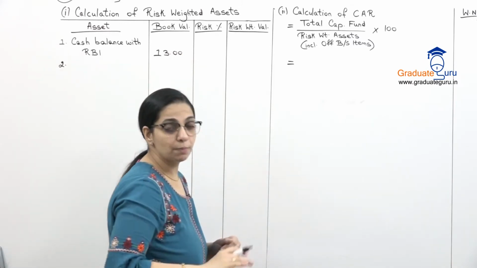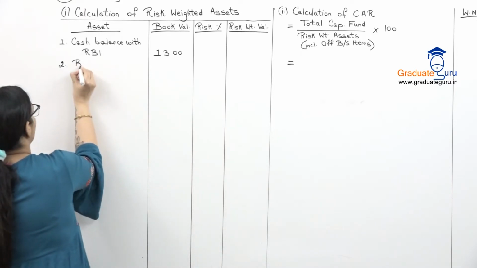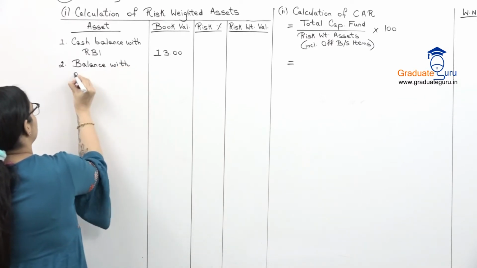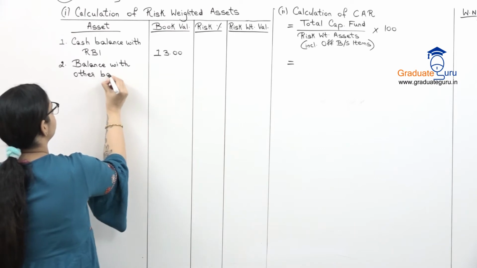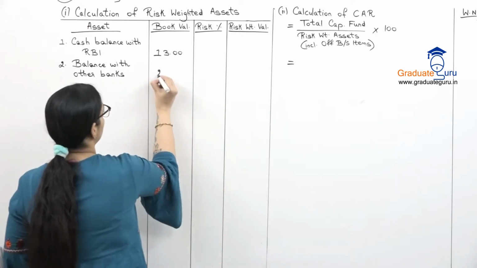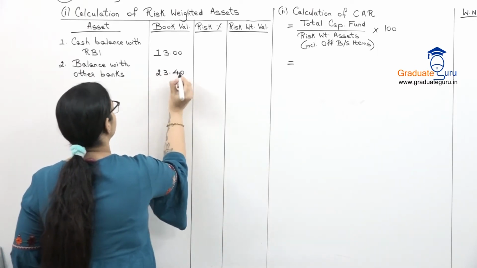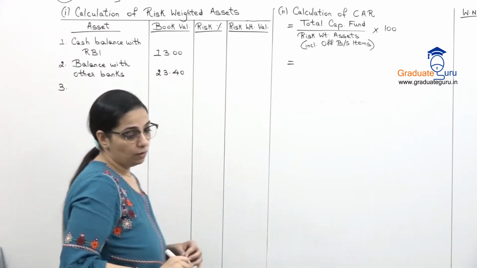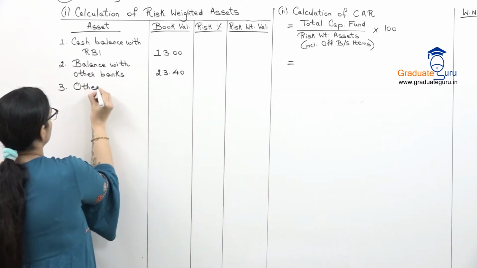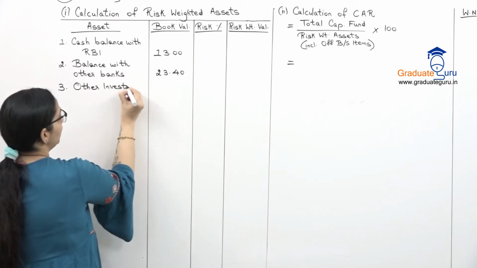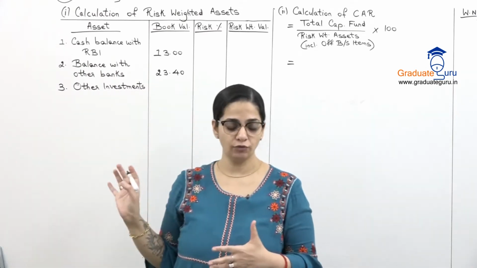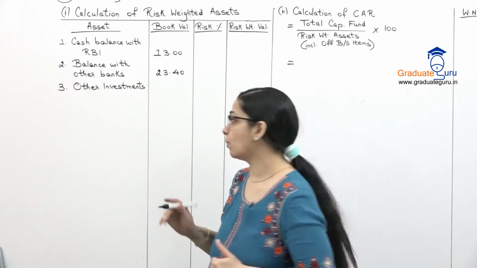Then our second asset is balance with other banks. So let's write that also down. Balance with other banks. And the amount given for that is 23.40. Then we have other investments directly. There is no government investments. So we are not going to follow any format. The way the list of assets is in the question, we are the same way going to just write it down in our format. Other investments is 46.80.